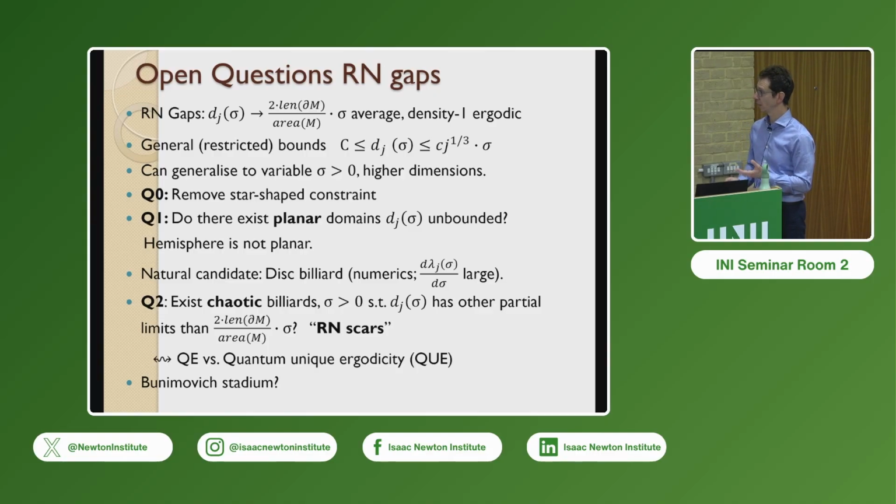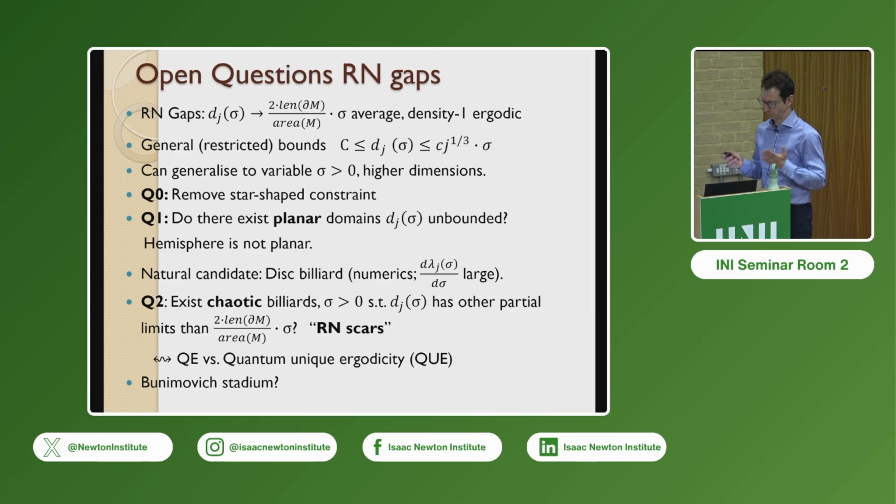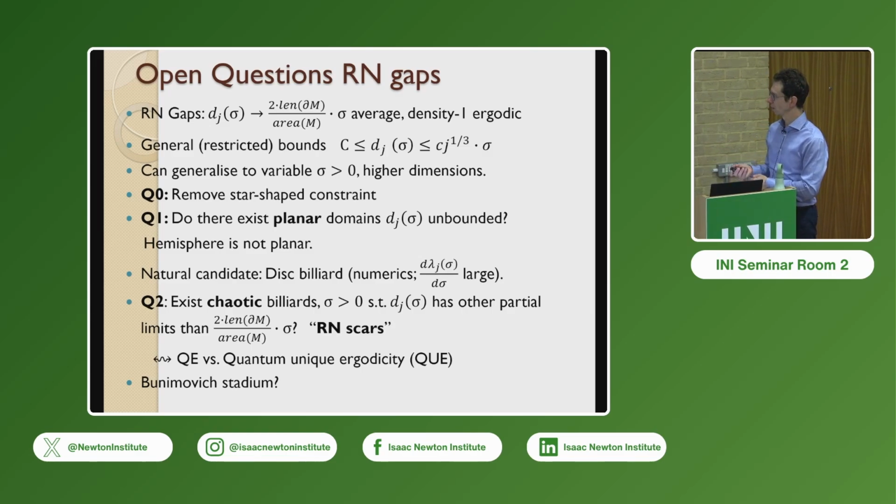Do there exist RN scars, that is, exceptional sequences and parameters, so that there are some other partial limits than the theoretical mean? This is very similar to the question of quantum ergodicity versus quantum unique ergodicity. For that reason, we call these sequences Robin-Neumann scars. And indeed, the Bunimovich stadium is a natural candidate to show that. So thanks for the question.